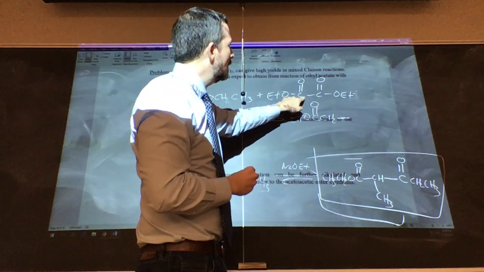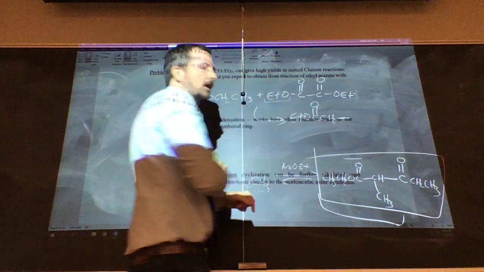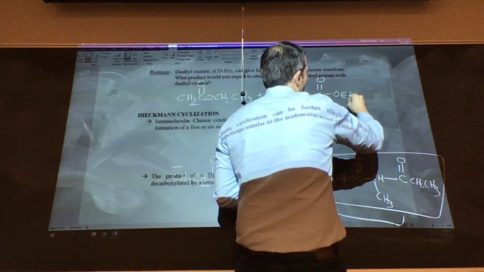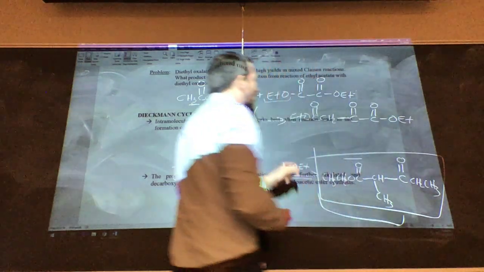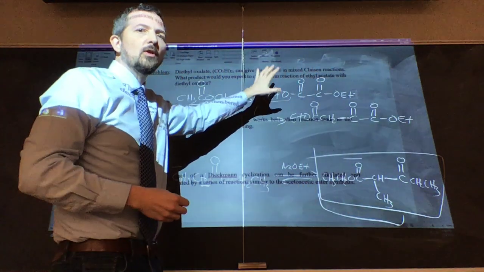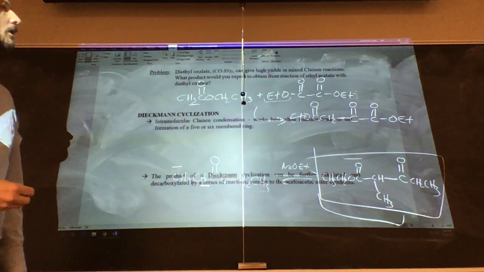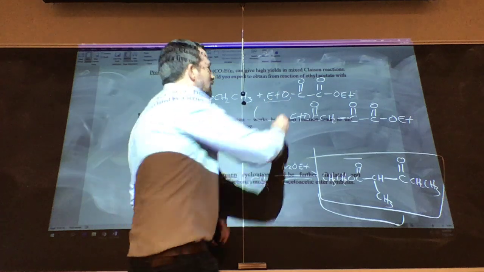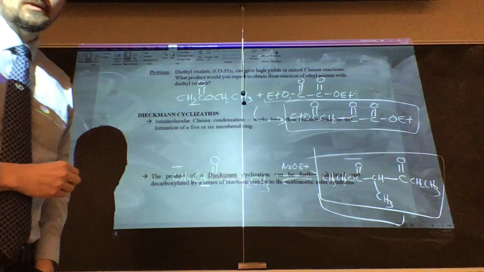Now here, I'm going to attach it to a carbonyl and kick off an ethoxy leaving group. So if I do that, I'd have C double bond O, C double bond O, OEt. There's not any alpha protons here, so I don't have to worry about it reacting with itself or any alpha protons being removed from this compound. So this mixed Claisen reaction would be successful.